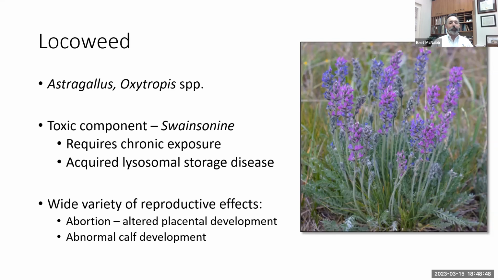And we can see anything from altered placental development to abnormal calf development. And it's basically causing what we call an acquired lysosomal storage disease. So it's causing alterations for how nutrients and fat and other structures are stored within the tissues of the calf. And so it can even affect the ovaries and the corpus luteum that's maintaining pregnancy. It can have all sorts of interesting effects that eventually lead to abortion.